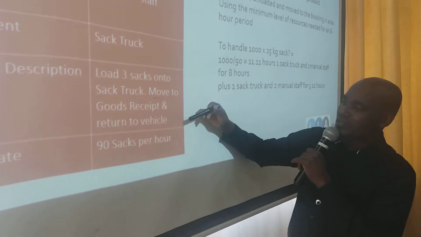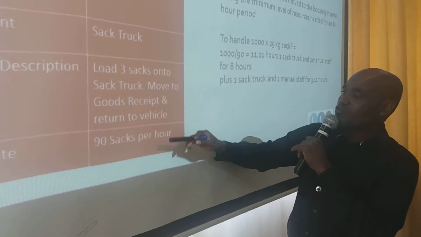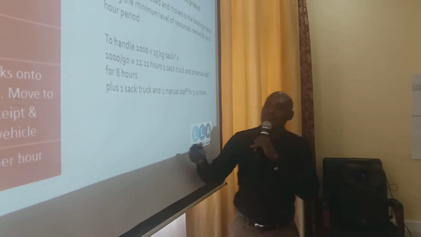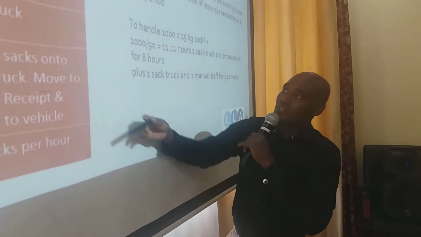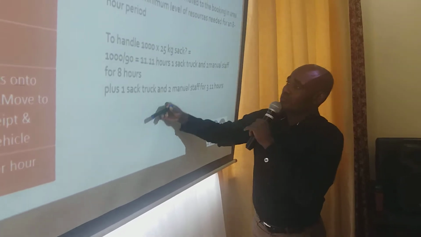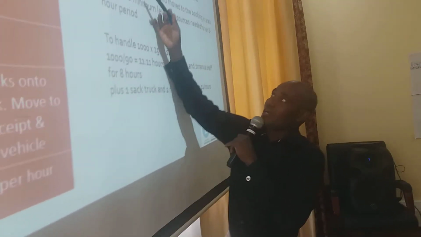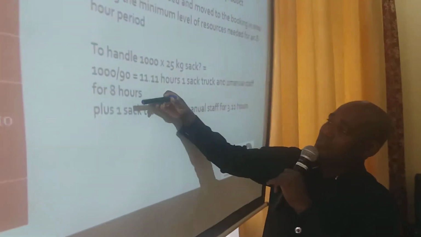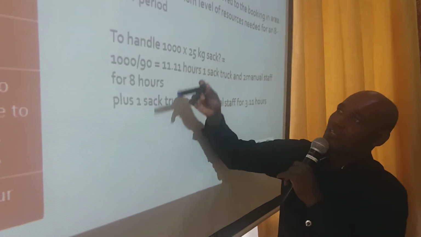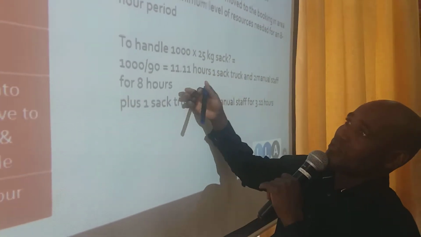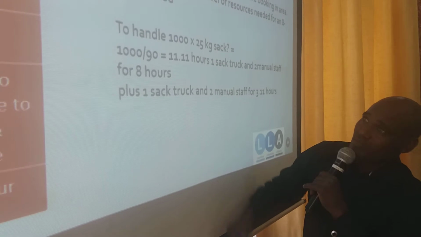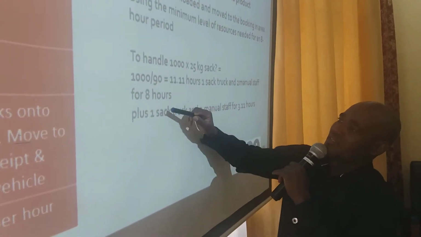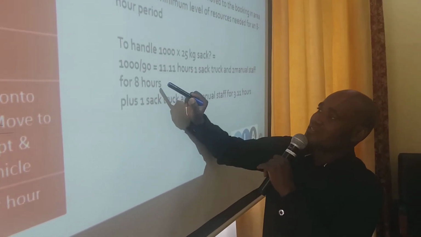And our sack truck had a rate of moving 90 sacks per hour. So it was very important because we had this information with us. So it made it easy for us to do our calculations and find out how many resources we would employ into this activity to have it done within the expected time frame. We have to point out that our normal working hours is 8 hours.